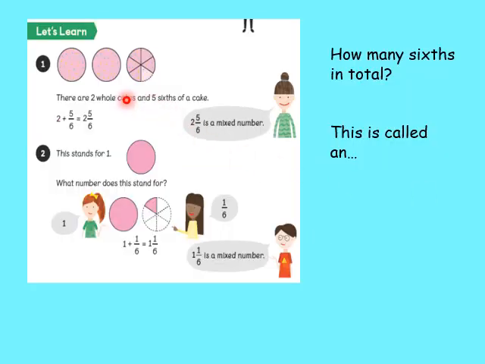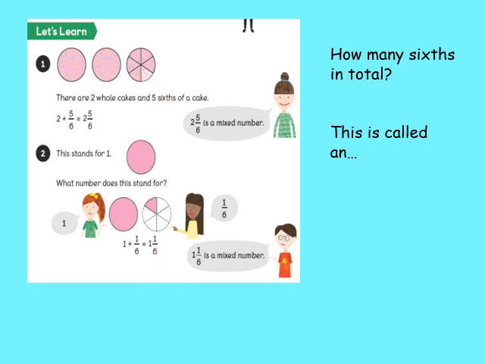Okay, so here is the same picture that we saw in the in focus task, and it says there are 2 whole cakes and 5 sixths of a cake. But how do they know? Well, if we look carefully, we can see that the cake has been divided into 6 equal parts. Let's count them. 1, 2, 3, 4, 5, 6. And only 5 of them are shaded.